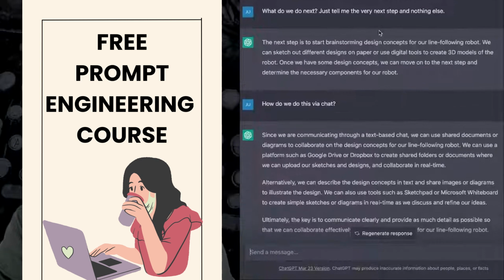So then I say, well, what do we do next? Just tell me the very next steps and nothing else. And it says the next step is brainstorming concepts, and it says we can use 3D models of the robot. Now, it sounds like I've reached a dead end, right? Like, how am I going to do 3D models with it?